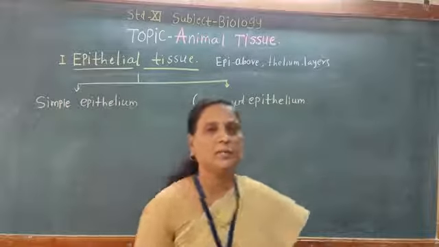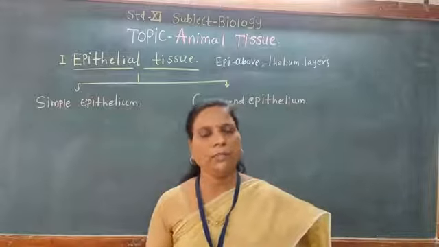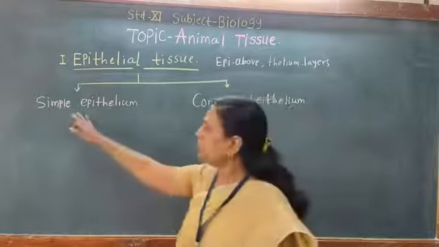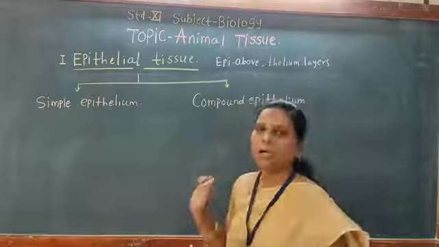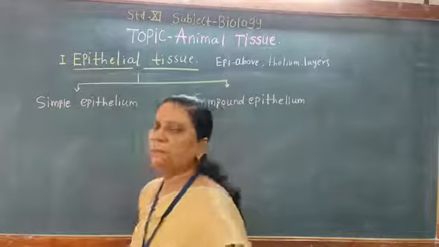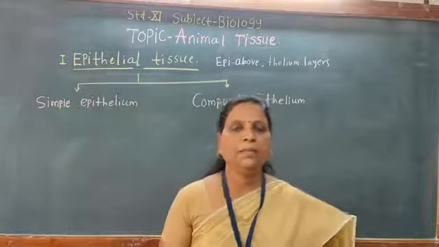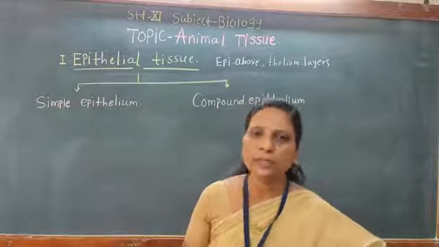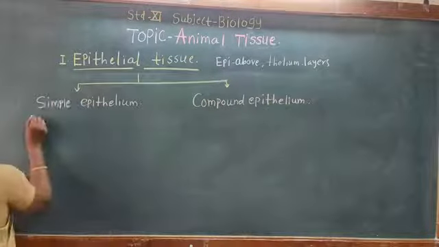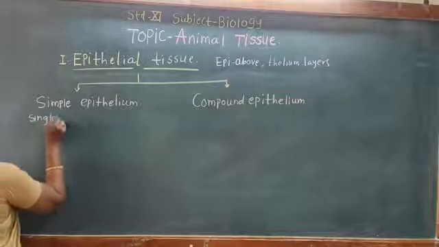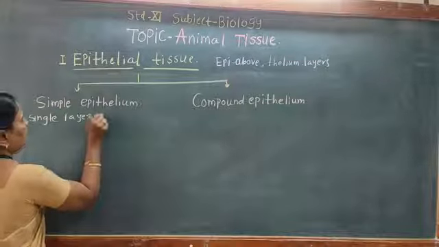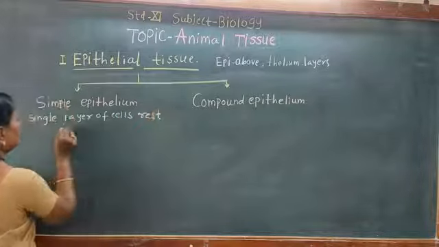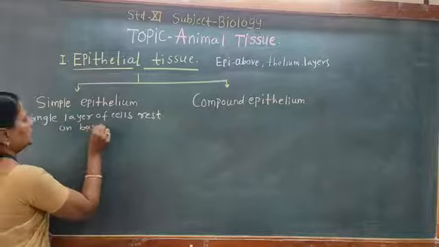Now see here, we will study about the classification of epithelium tissue. First, epithelium tissue is divided into two groups, that is the simple epithelium and compound epithelium. The simple epithelium meaning is, this epithelium shows single layer of cells which rest on basement membrane.